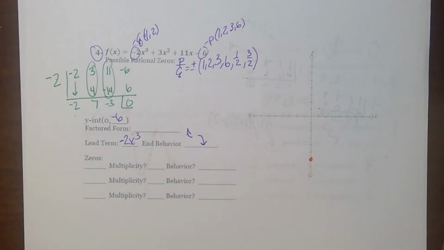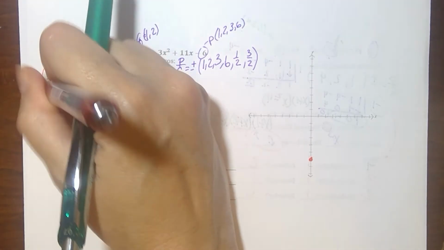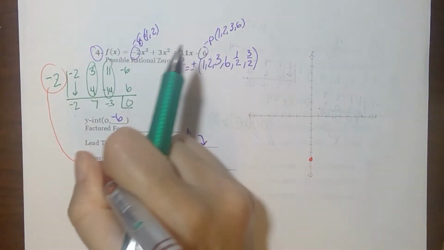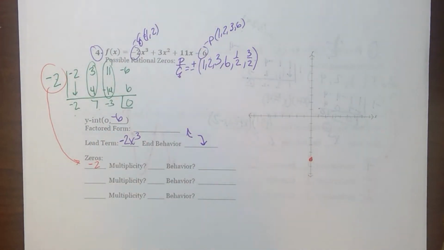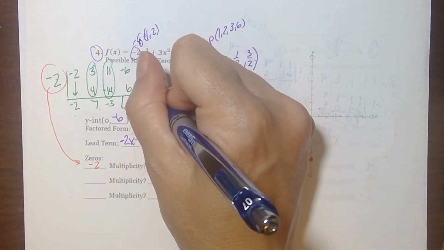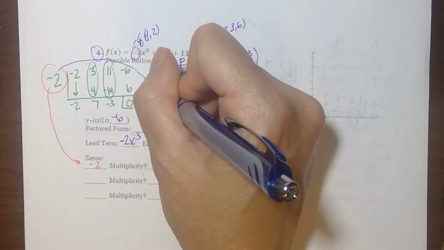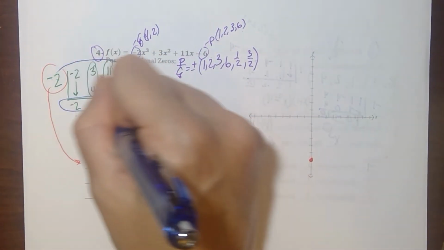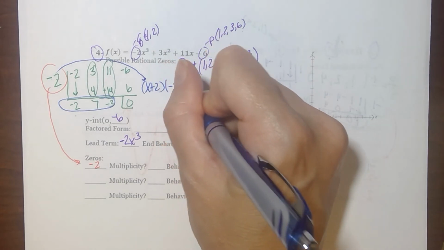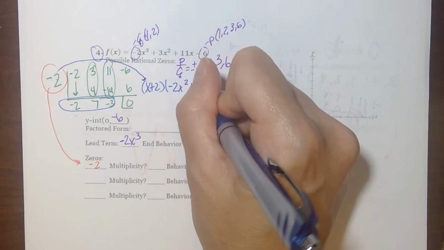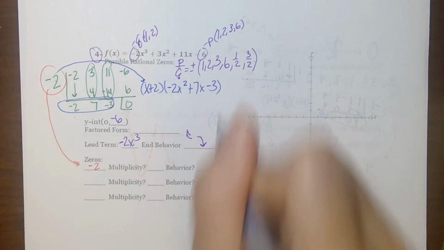So this first rational zero is a negative 2. That is the same thing as the factor. That would be x plus 2 in factored form, right there. And then my quotient is interpreted as negative 2x squared plus 7x minus 3.